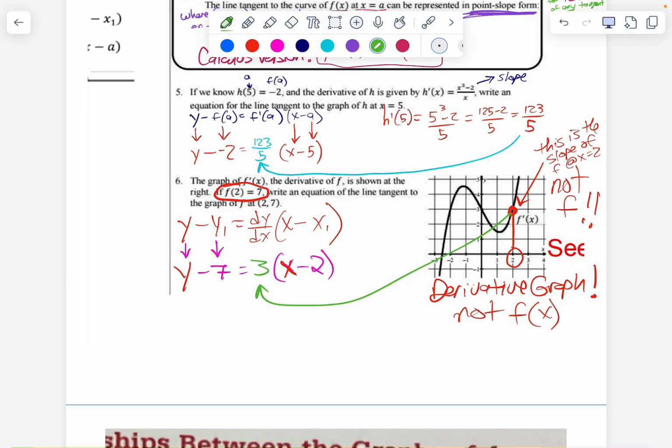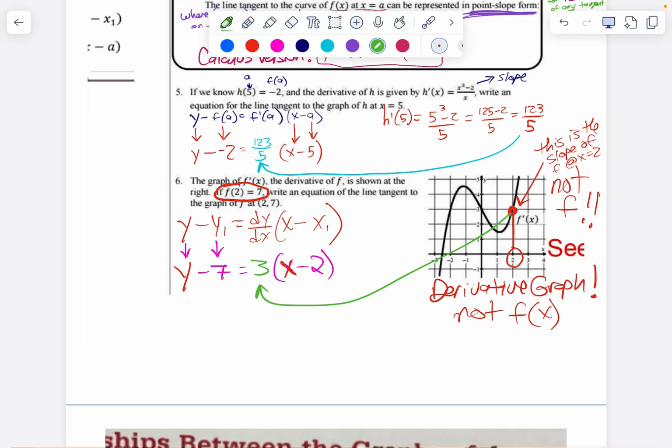Yes? How are we going to know which one to use? Whether it's the y minus f of a? Oh, it's just preference. I don't care which one you use. I'm just showing you both. Whichever one makes more sense to you. Yep. Any other questions? There's not like an AP specific standard for that, so just whichever one you connect with better.